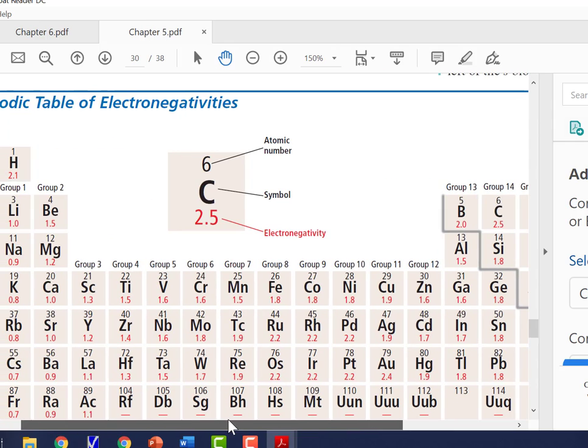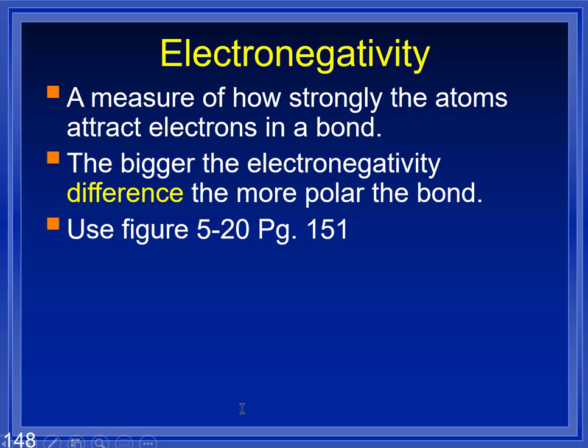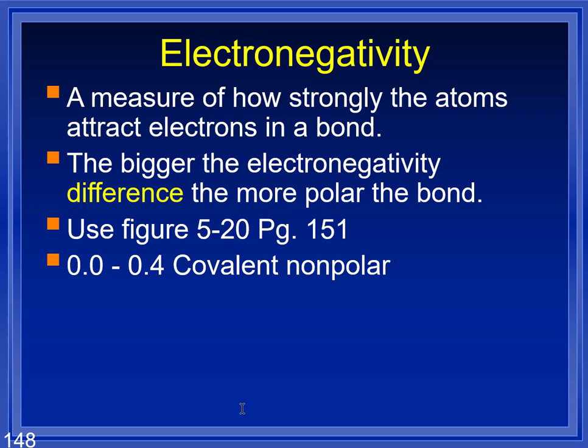Metals are really low. Non-metals are really high. Okay. And you need the difference between the two. So if the difference is between 0 and 0.4, we call that a non-polar bond. 0 to 0.4. Their electronegativities are close enough together that they're going to share pretty evenly. They're about equally greedy.